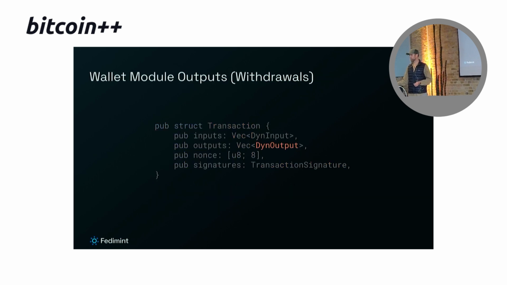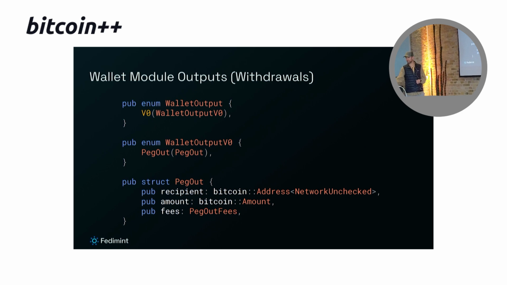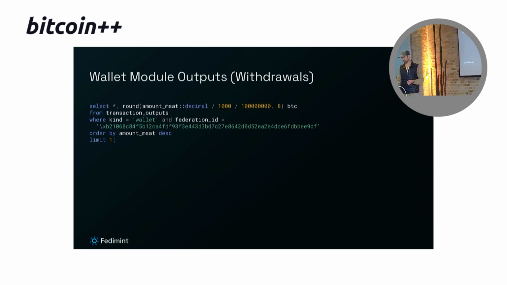So we'll narrow our focus on this DIN input, which again is a generic Rust type. Let's make it a concrete Rust type, a wallet output. Well, what's a wallet output? We can see it's a wrapper around this payout. So a payout is a recipient, which is just a Bitcoin address, an amount, which is an amount of Bitcoin, and then the fees that will be paid by the user for this transaction.